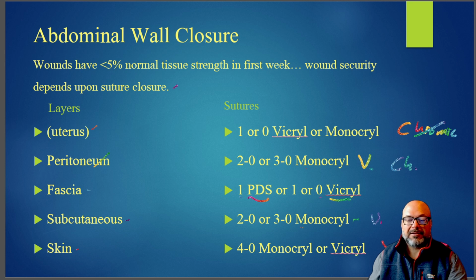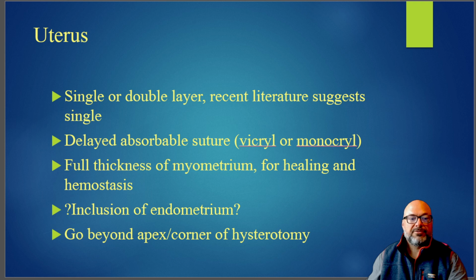We also do have the Keith needle, which is a straight kind of a sewing needle type of look. So for the uterus, we close that in a single or double layer. For the most part, single layer is what the literature supports currently. Double layer closures have pretty much gone by the wayside. We use a delayed absorbable suture, like again, Vicryl and Monocryl. We're closing off the full thickness of the myometrium for healing and for hemostasis.